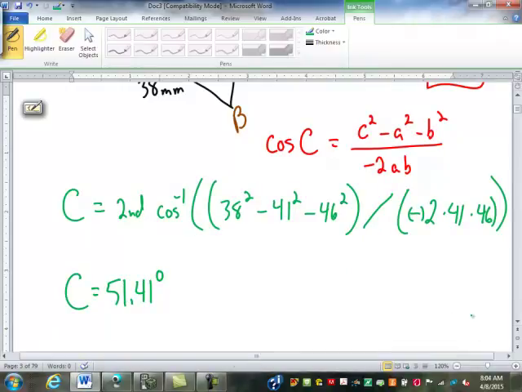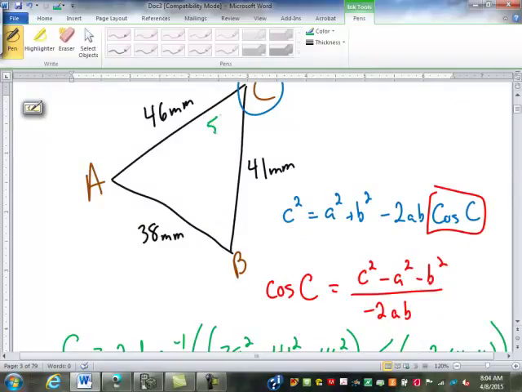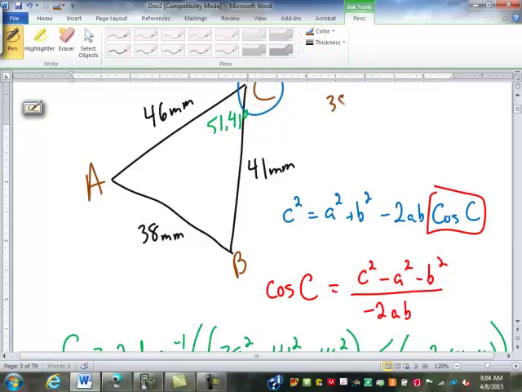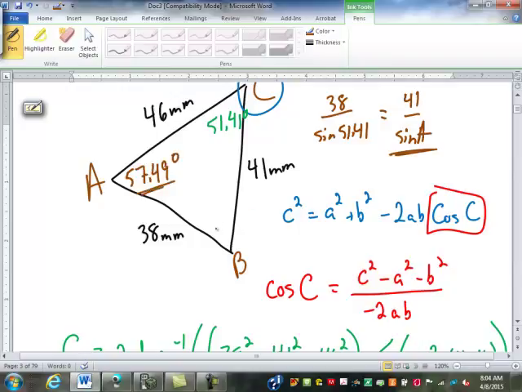So then, of course, once you have the 51.41, it's just a matter of law of sines again from there. 38 millimeters over the sine of 51.41 equals, and I would use the smaller one even though we don't really have to here. Actually, in this case, you probably should. I'll stick with the 41 over the sine of A. What'd you guys get for angle A? 57.49 works for me. Then, of course, subtract from 180 to get B, which is going to be 71 something. 71.11. Perfect.